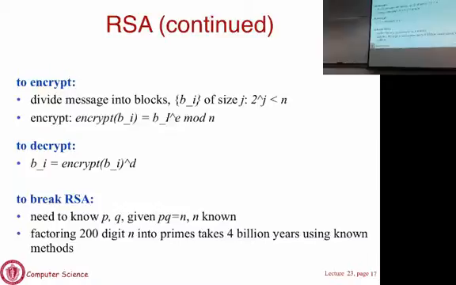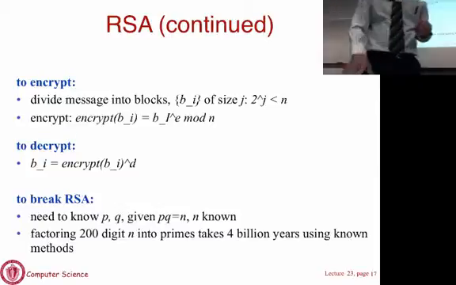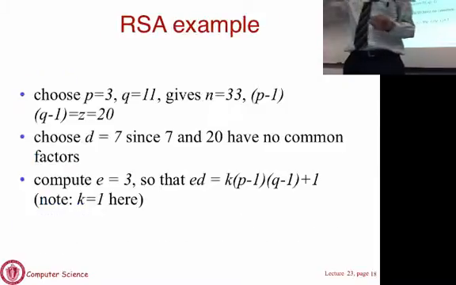That is what we said is the hard problem, which is why this is a good encryption algorithm, because factoring 200-digit numbers takes a very long time, even on today's computers. Okay, so let's do some examples very quickly.